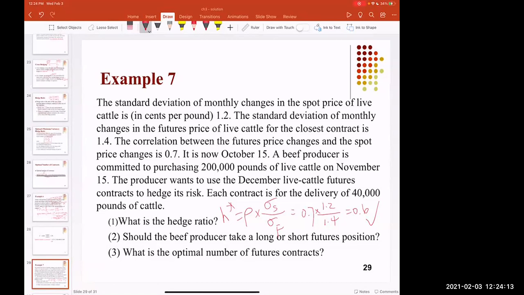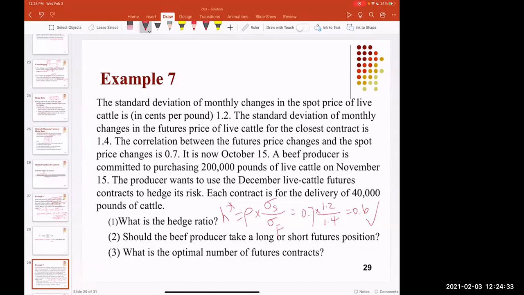Question 2. This is a little bit tricky question. Should the beef producer take a long or short futures position? So you need to go back to the question to understand the producer. They try to buy or try to sell. If it's buy, it's going to be a long position. If sell, it's going to be a short position.